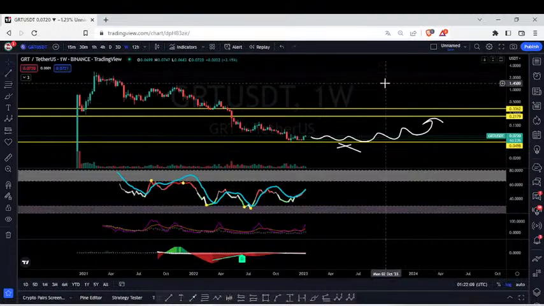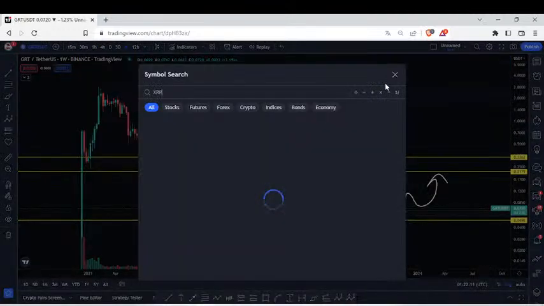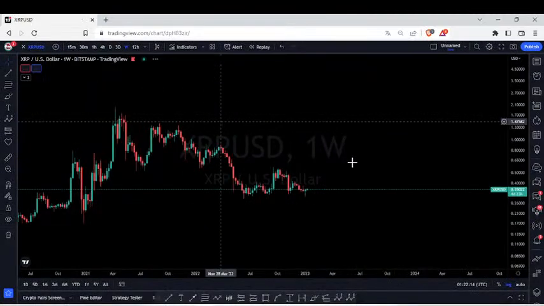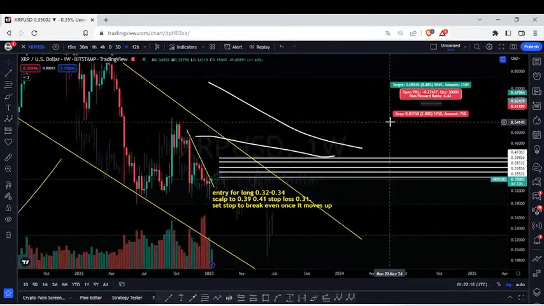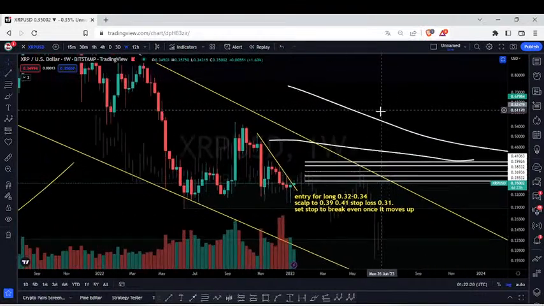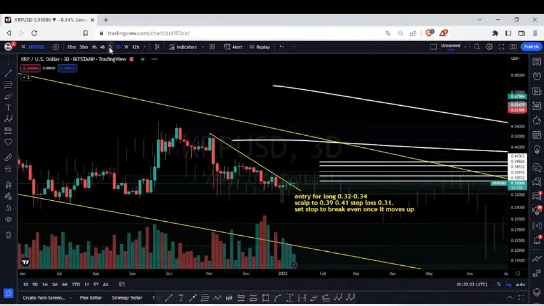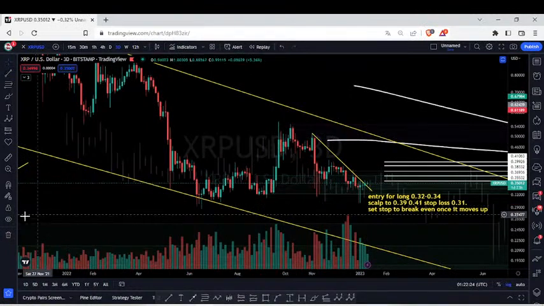Now let's take a look at XRP. Many people are talking about this thing. It's got the lawsuit and all that. So I got a small trade posted on XRP. I'll show you why.